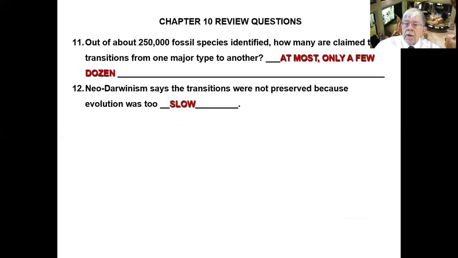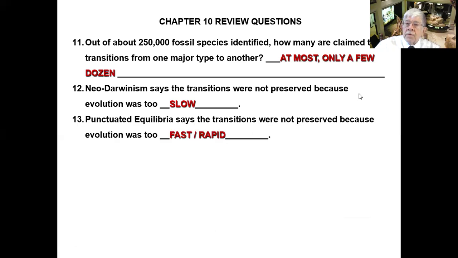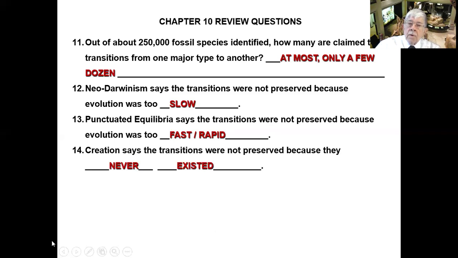Neo-Darwinism, slow, steady, gradual processes, says the transitions were not preserved because evolution was too slow. The other evolutionary model, punctuated equilibria, says the transitions were not preserved because they were too fast. Creation says the transitions were not preserved because they never existed. All 3 of them, no transitions. Which one makes more sense?